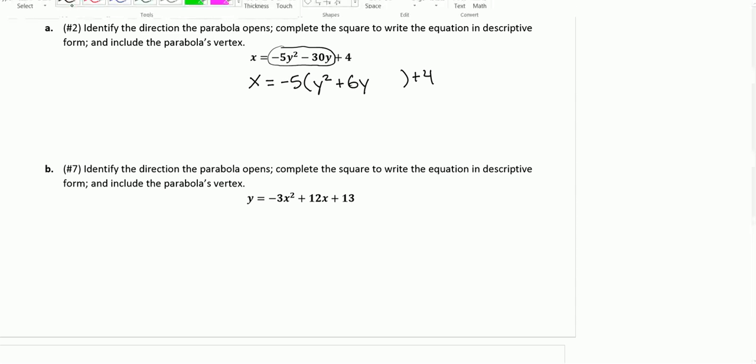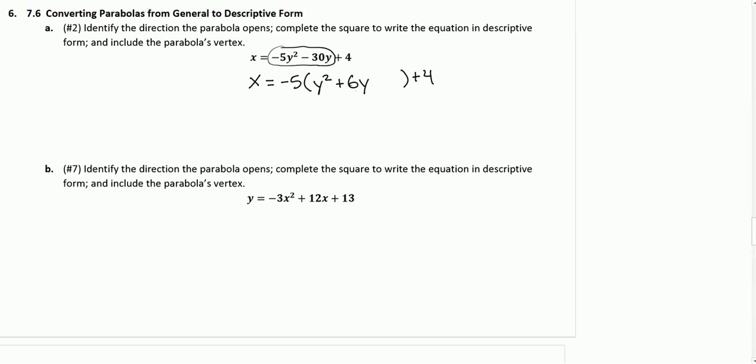So next, we want to complete the square. We look at the 6 in front of the y. Make sure you factor out that negative 5 before you complete the square. So you take that 6, you cut it in half, and you square it. And that gives you the number that you want in order to complete the square. So it's going to be 3 squared, which is 9. So I want to add a 9 there.